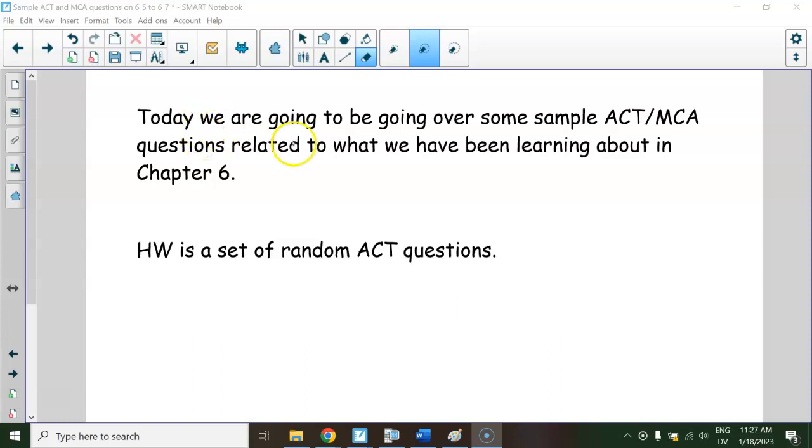Alright, today's lesson is going to be some ACT MCA practice questions based on the radical stuff we've been doing in Chapter 6. So it's just a bunch of questions. I'd have a notebook, pencil, and a graphing calculator, and just try the questions before watching the solution. It's all material we've covered, so I'm hoping you'll have some idea how to do them, so I would try them first.